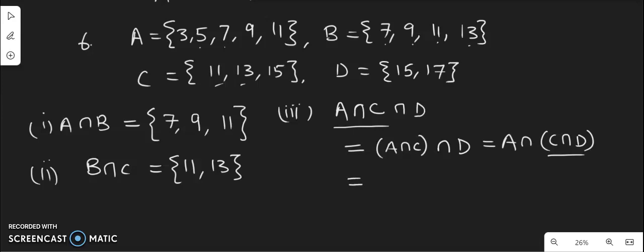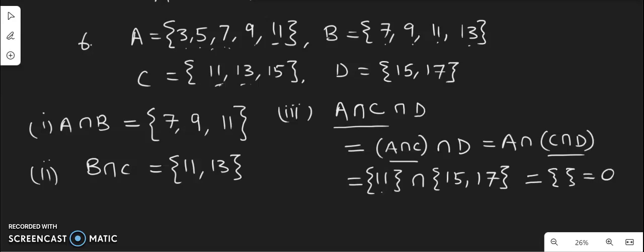So if I'm going to do that, first I'll find out A intersection C. If I see A intersection C, 3, it's not in C, 5 is not in C, 7 is not in C, 9 not in C. So fundamentally this becomes a null set. Or okay, no, 11 is there in A and 11 is there in C. So I find an element called 11 here. Now I'm going to find its intersection with D. What is D? D is 15 and 17. So if you see, there is nothing common between these two sets, because one has 11, the other has 15 and 17. So it becomes a null set and you can also write it as ∅.